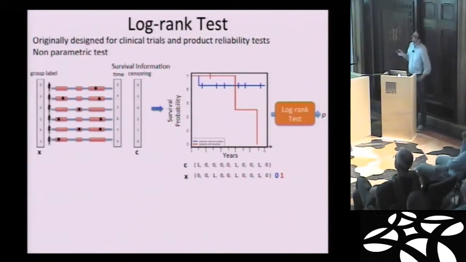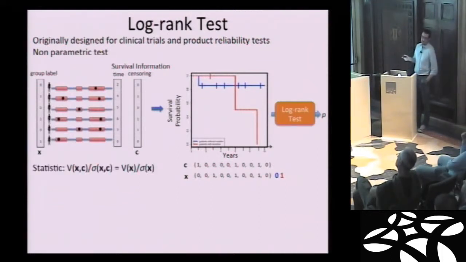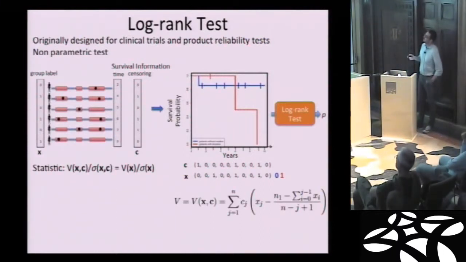This is a non-parametric test because we are not looking at the survival times themselves, but only at these vectors, the censoring vector and the group label vector. In fact, the test statistic for the log-rank test is just a function of the vector X and the vector C. When we focus on a specific data set that we are analyzing, the test statistic is actually just a function of the group label X. Since the censoring information is fixed, what really matters for the gene we are looking at is just these group labels.